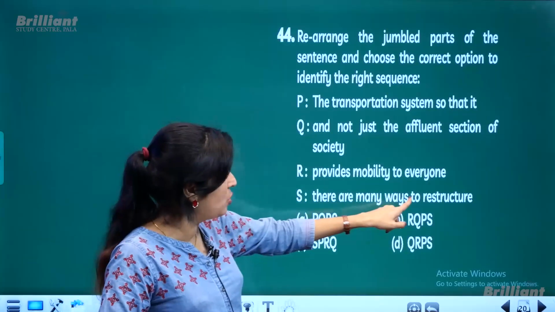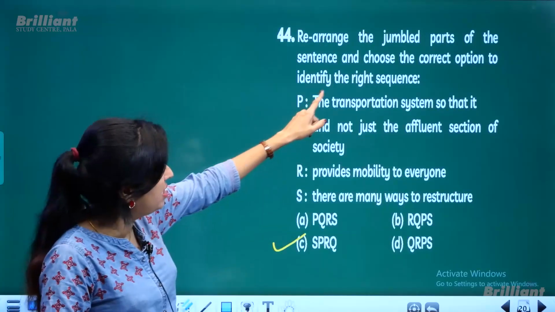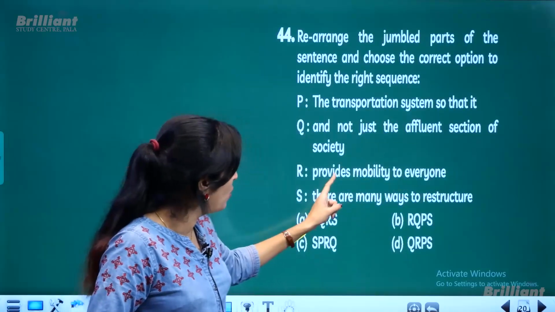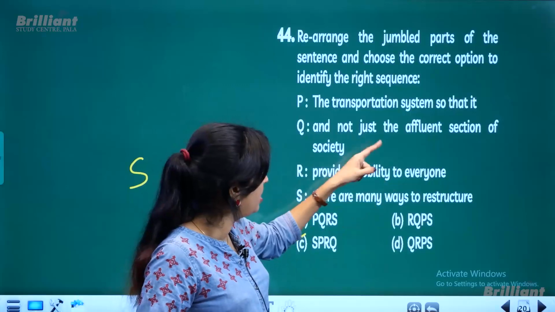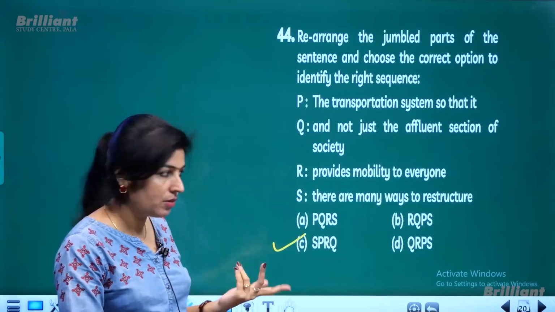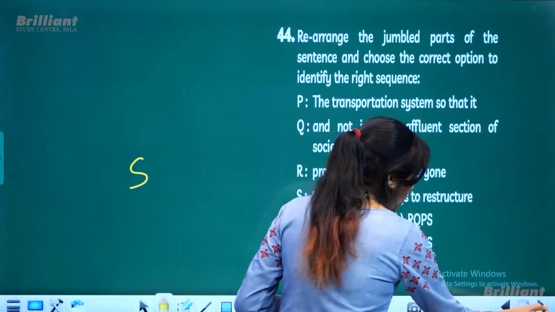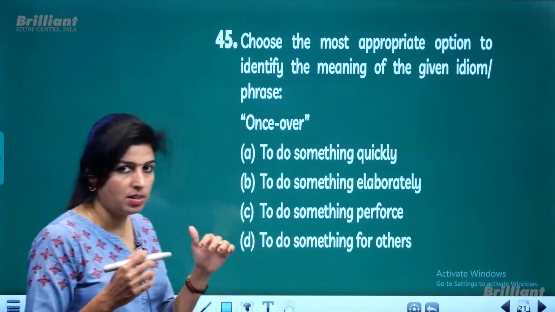There are many ways to reconstruct the transportation system so that it provides mobility to everyone and not just the affluent section of society. So it was easy, right? Only that you need to find out the first part of the sentence.